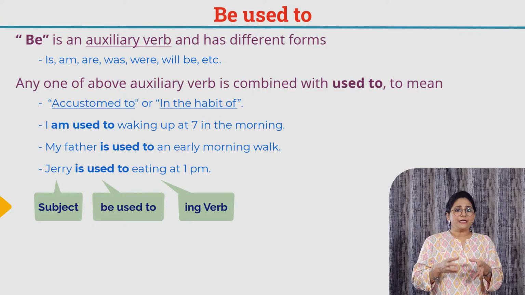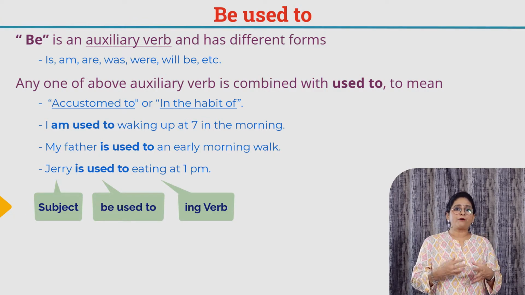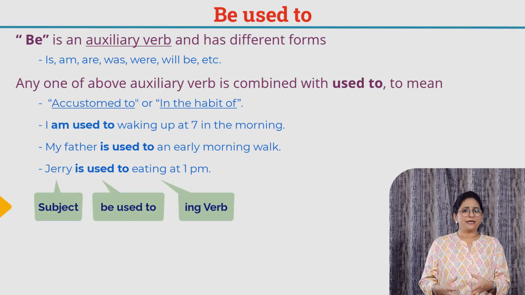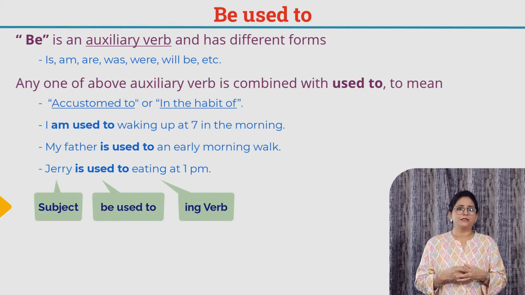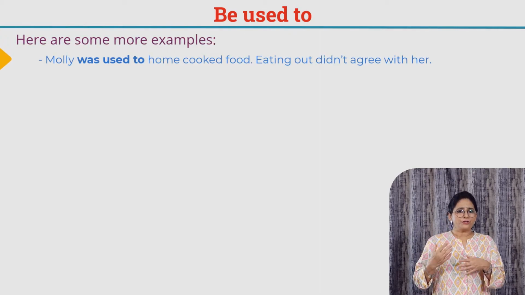So when we say Jerry is used to eating at 1 p.m., that means he probably gets extremely hungry if he gets late. Here are some more examples. Molly was used to home cooked food. Okay, home cooked food, noun phrase. Eating out didn't agree with her. That means she doesn't like to eat out.